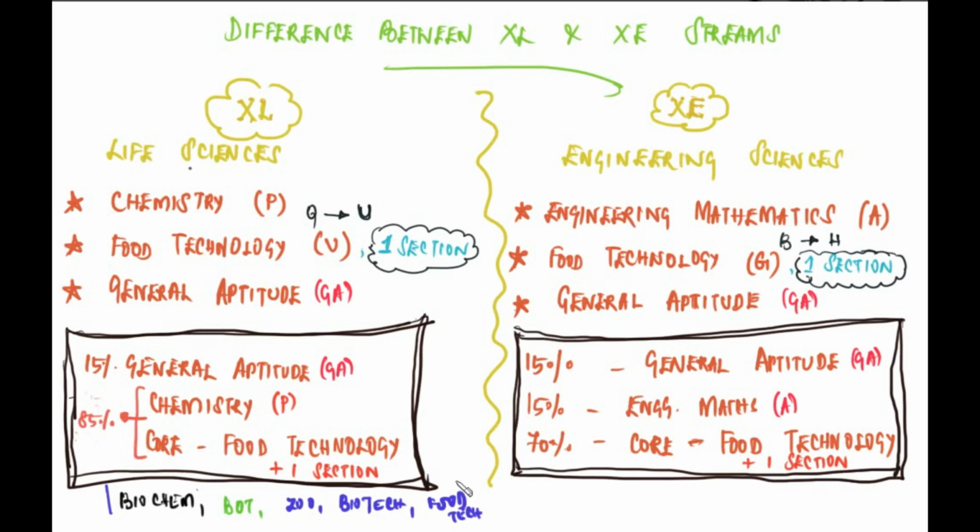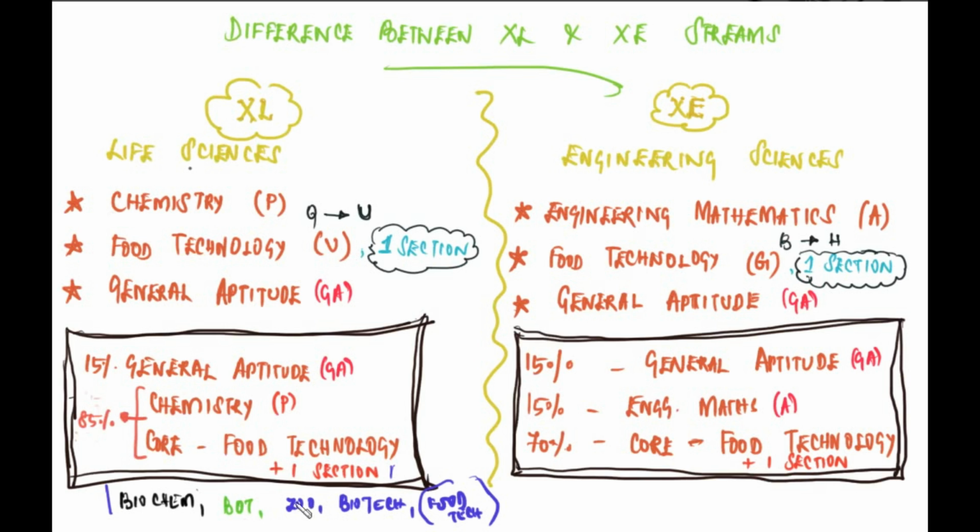Since I'm going to talk mainly about food technology, you will have to select one more option. It could be anything. It can be biochem, botany, zoology, or biotech. So that's why I have written here food technology plus one more section. That section could be any option, but you'll have to choose 2 sections under this.